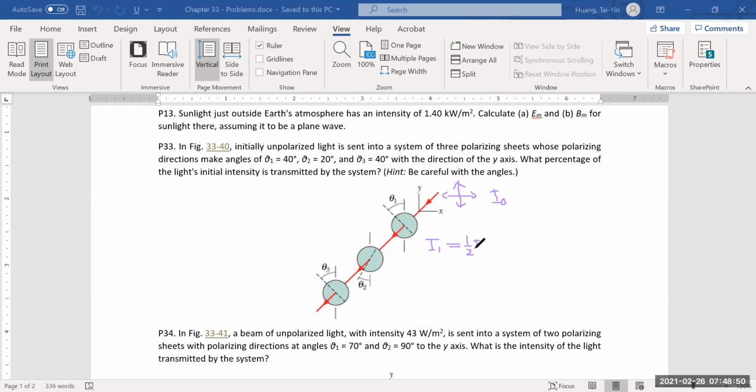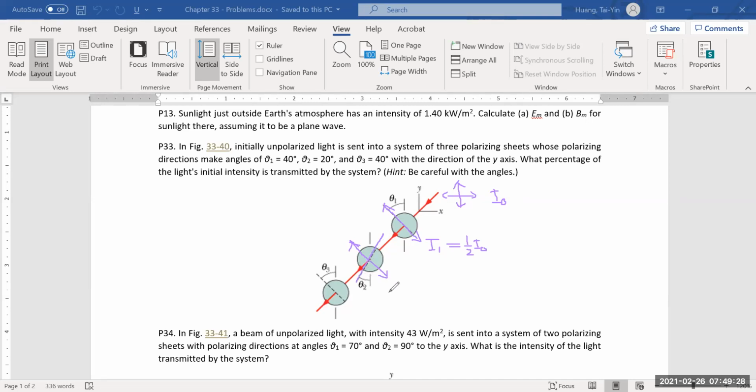is dropped by half. In addition to that, the direction of the polarized light after it passes through the first polarizer will be in the same direction as the polarizing axis. So it will be in this direction. Okay, so I'm just going to draw it like this. So this is the light that can be transmitted through the first polarizer, with this intensity. And when this polarized light passes through the second polarizer, so let's draw it this way. It will be in this direction. So light in this direction, and then the polarizing axis is this direction.